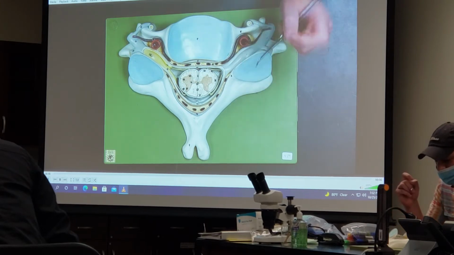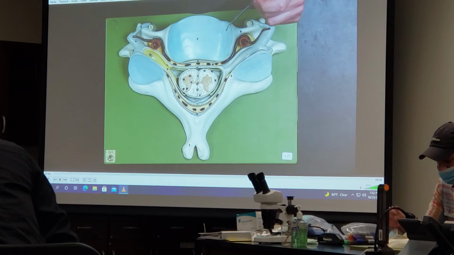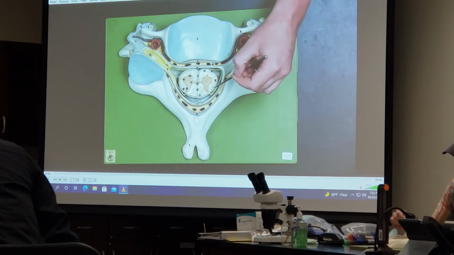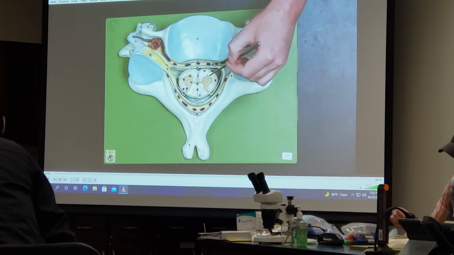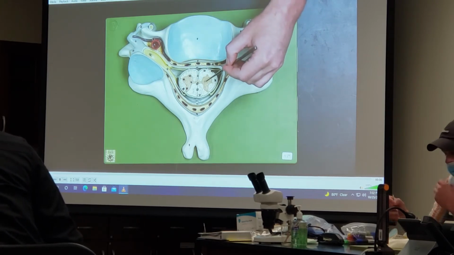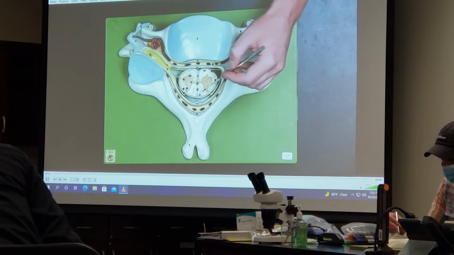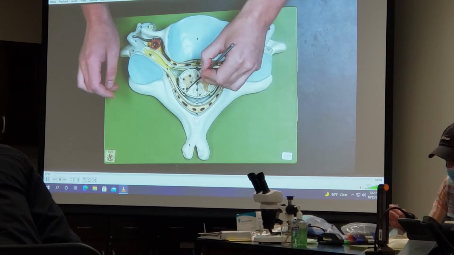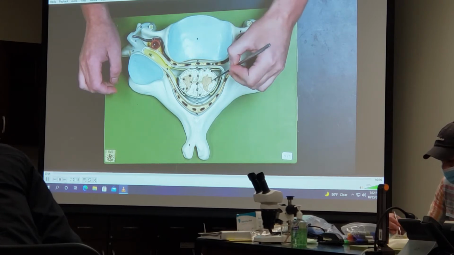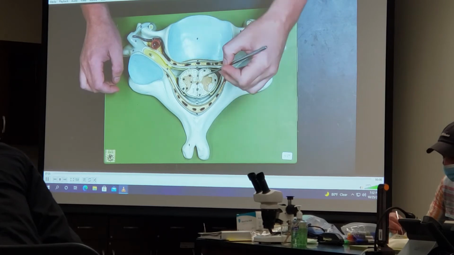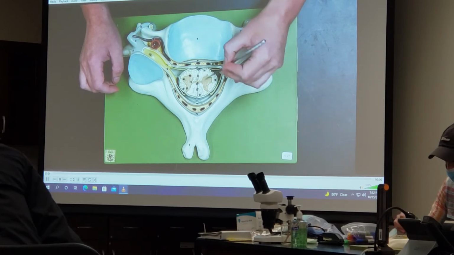Now for the white matter and the gray matter. So the white matter is going to contain all of the axonal tracts, whereas the gray matter is going to contain primarily cell bodies. So this is the dorsal horn of gray matter. The lateral horn of gray matter. The ventral horn of gray matter.